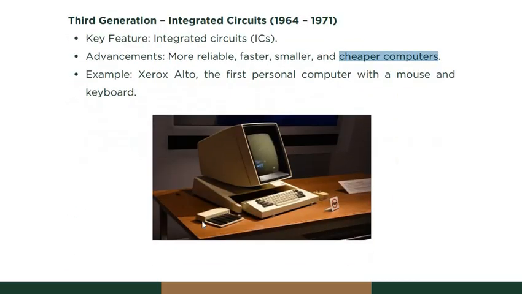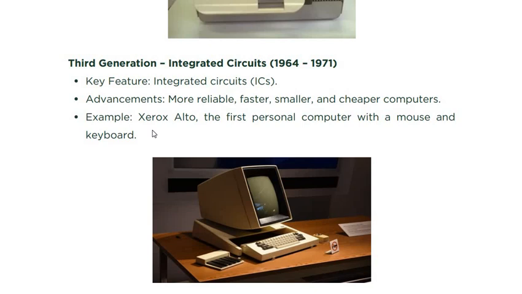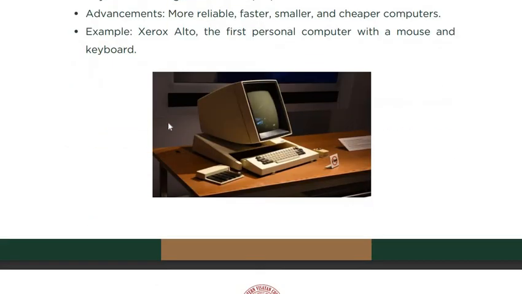Okay. So, the Xerox Alto is the first personal computer with a mouse and keyboard. From the third generation, that's when a computer started to have a mouse and keyboard, which is the version of our computer today or desktop computer. So, that is the Xerox Alto.